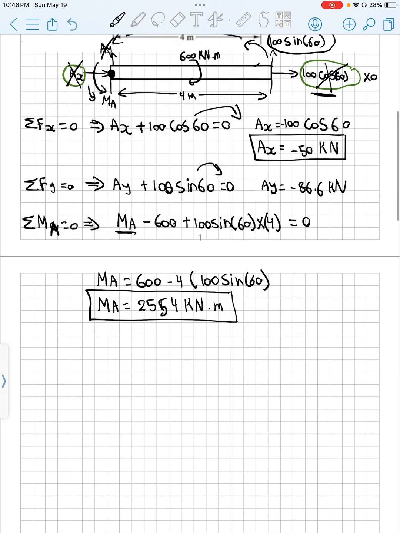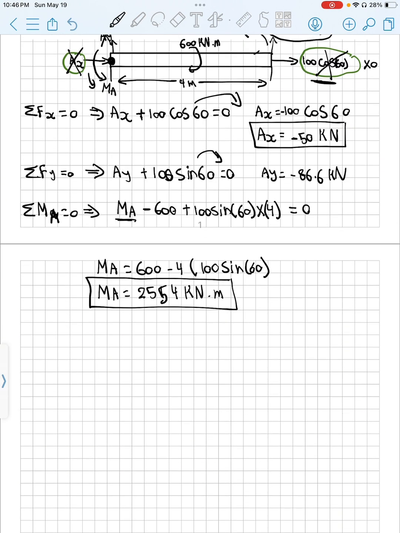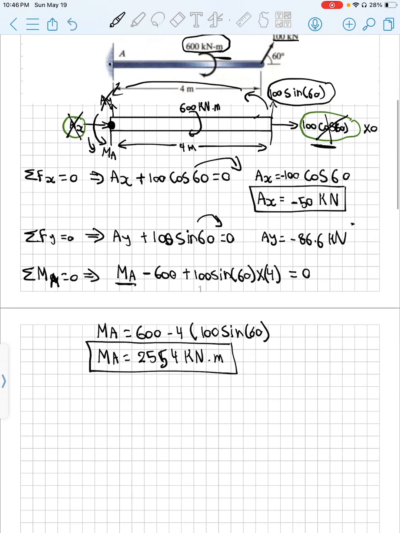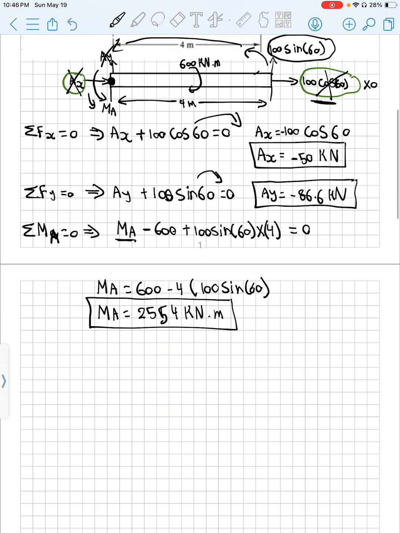All right. As I mentioned, the summation of Fx equals 0, the summation of Fy equals 0, and the summation of the moment at point A is equal to 0, and that's how we get the force Ax, the force Ay, and the moment at point A. All right, that's it for today.